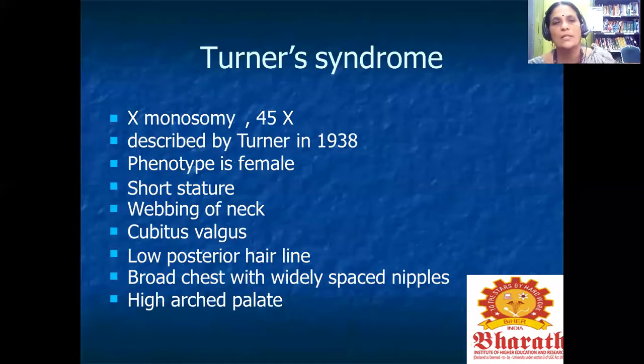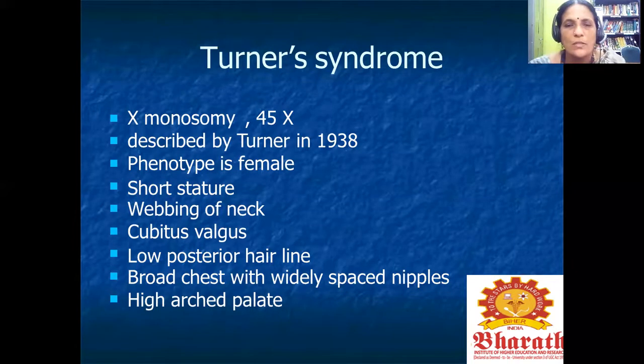So for the Turner syndrome, the X monosomy, 45,X, described by Turner in 1938. Phenotype is female. Then short stature, webbing of neck, cubitus valgus, low posterior hairline, broad chest with widely spaced nipples, then high arched palate. These are the characters of Turner's syndrome.